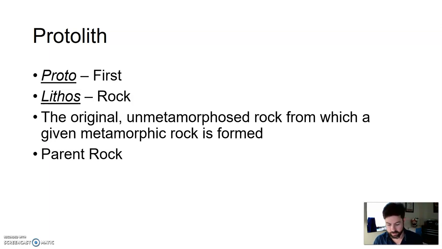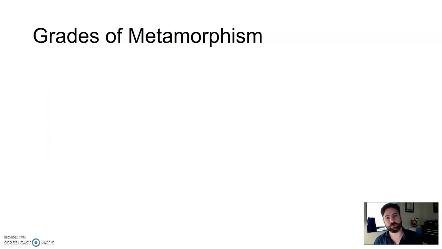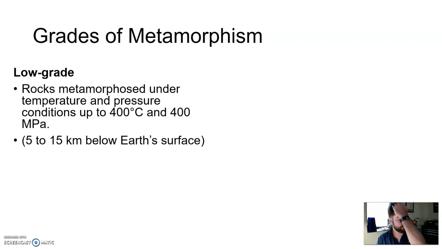Different metamorphic rocks are created due to differences in heat and pressure. And we call the amount of heat and pressure the grades of metamorphism. So for instance, a low-grade metamorphic rock is formed under conditions up to 400 degrees Celsius and 400 megapascals of pressure. Megapascal is just a unit of pressure. I'll give you some meaning to what that number is. These kinds of conditions can be found about 5 to 15 kilometers below the Earth's surface.